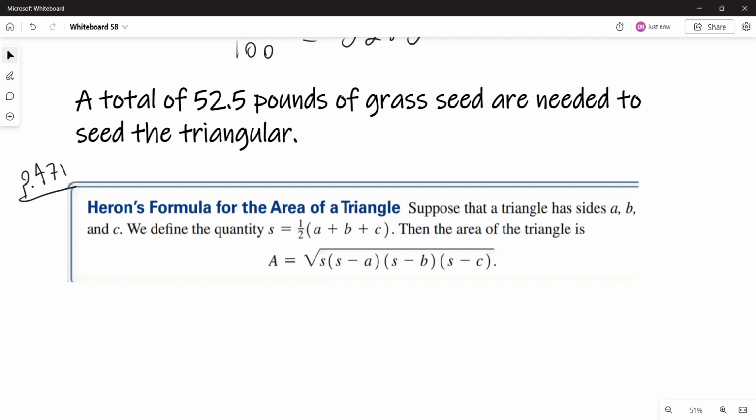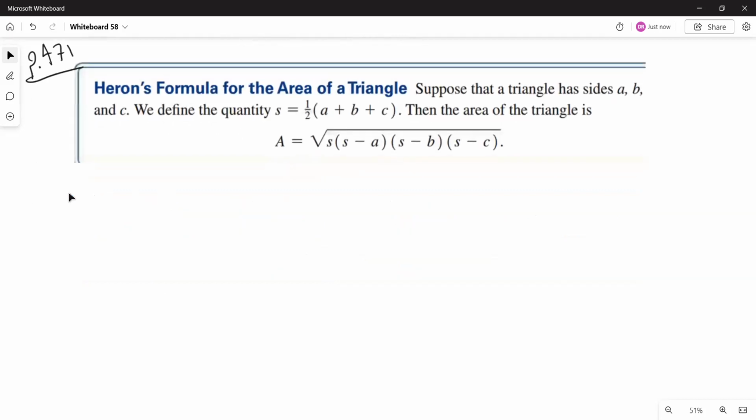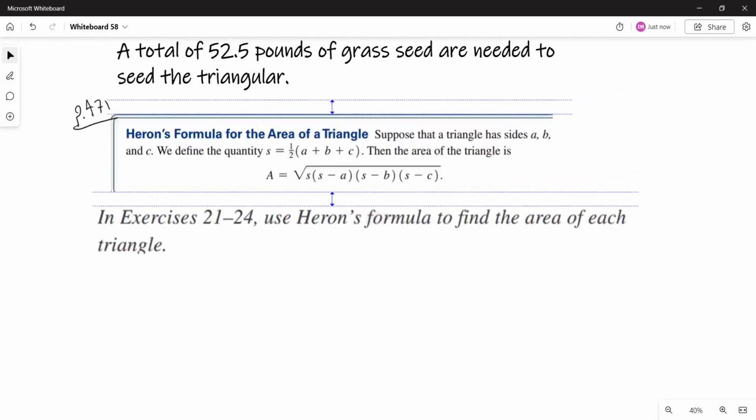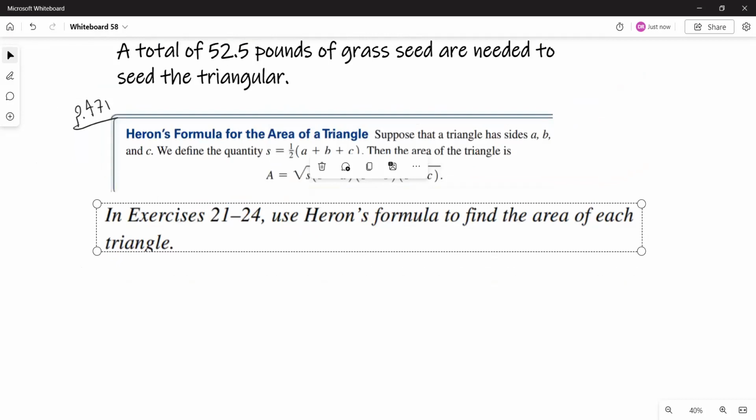So I'm going to copy the following problem on page 479, number 22. We're going to use Heron's formula to find the area of each triangle. And the triangle, I'm doing number 22.